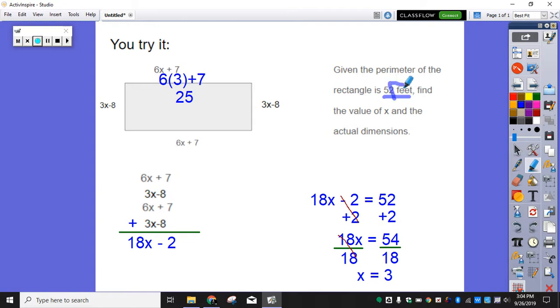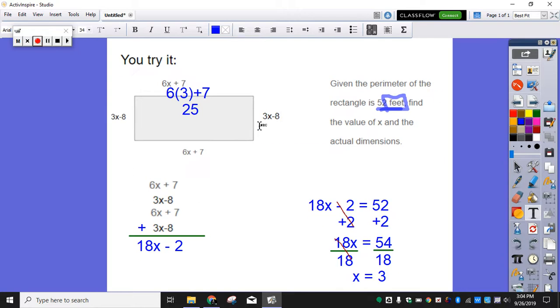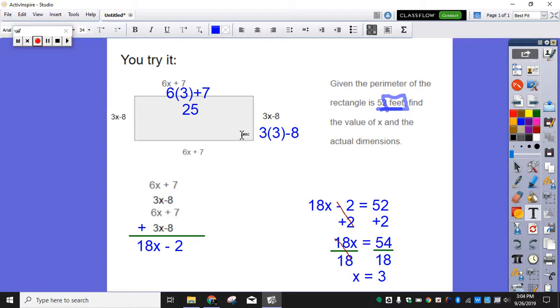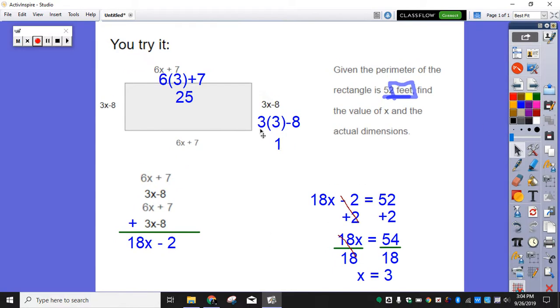Units are feet for this problem. And then if I repeat that process for this width over here, 3x becomes 3 times 3 minus 8, and evaluate that using the order of operations. 3 times 3 is 9. 9 minus 8 is 1. I now have my width as well.